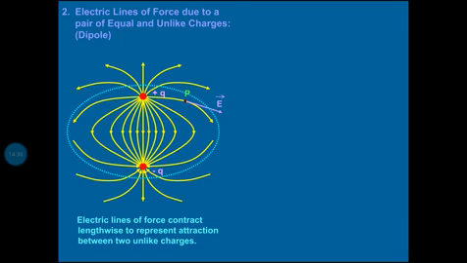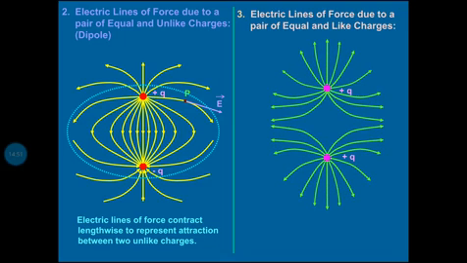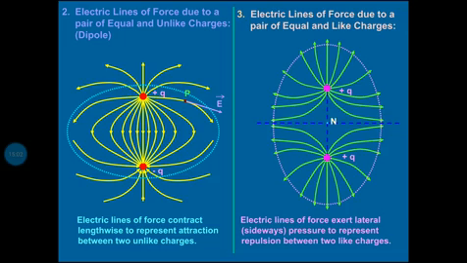Electric lines of force due to a pair of equal and like charges. So now see, if there are two positive charges, then what would be the shape of electric line of force? Here N signifies the neutral point where we do not get any electric line of force or electric field vector or any magnitude of electric field also. Here electric lines of force exert lateral pressure to represent repulsion between two like charges.